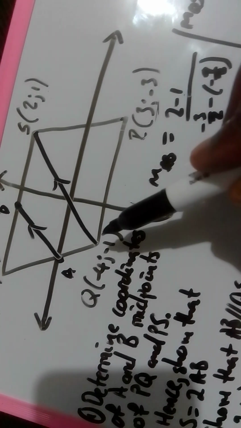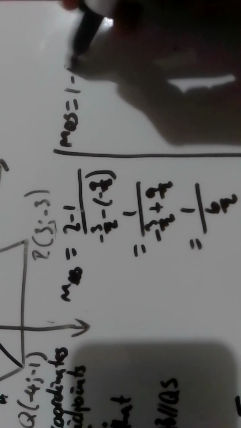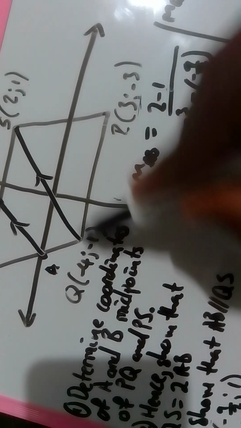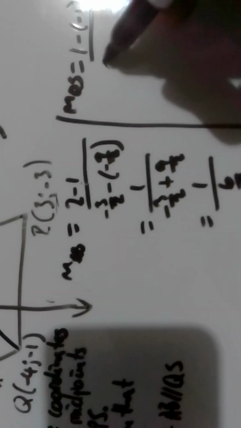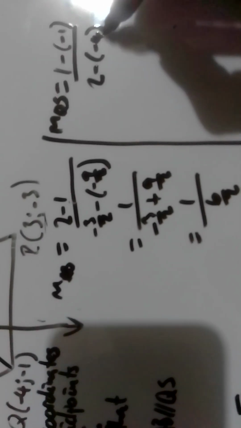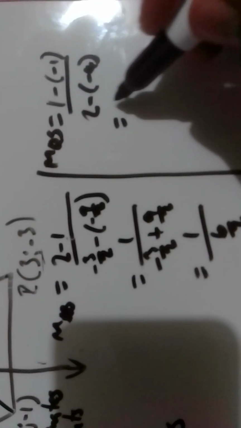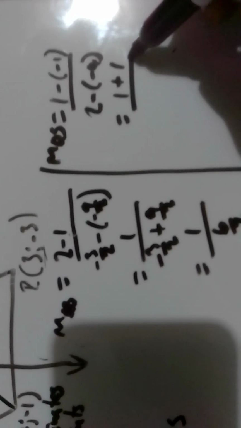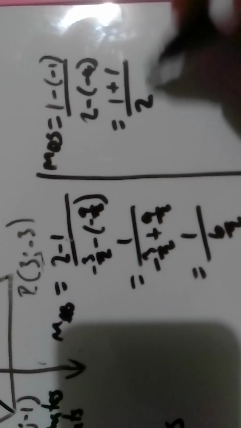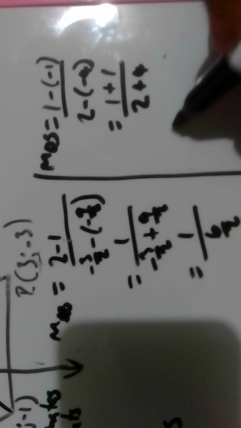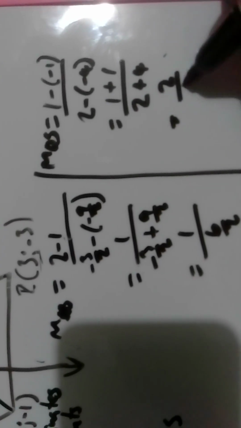Gradient of line QS is equal to, what do I know? I say y2 minus y1, which is 1 minus negative 1. So 1 minus, open bracket, negative 1 all over. Then the x is now 2 minus what? Minus 4. So 2 minus, open bracket, negative 4, like that. On the next stage, these two must multiply. So then I get a positive. So I've got 1 plus 1 all over, negative and negative, it's a positive. So we've got 2 plus 4. 1 plus 1 is equal to 2. And 2 plus 4 is equal to 6.